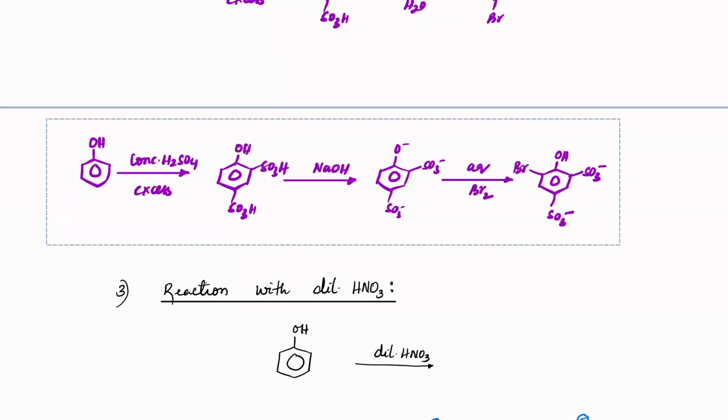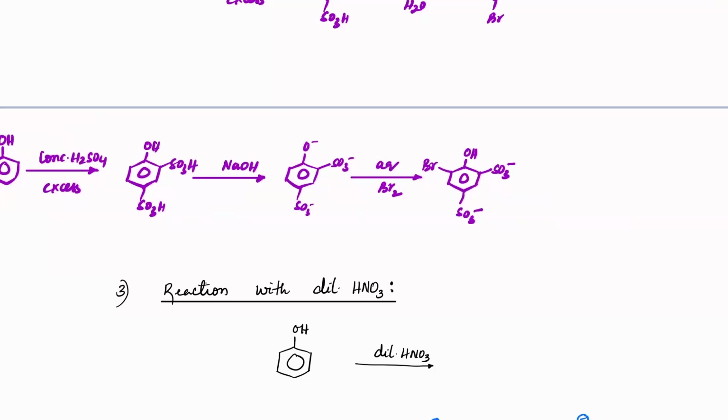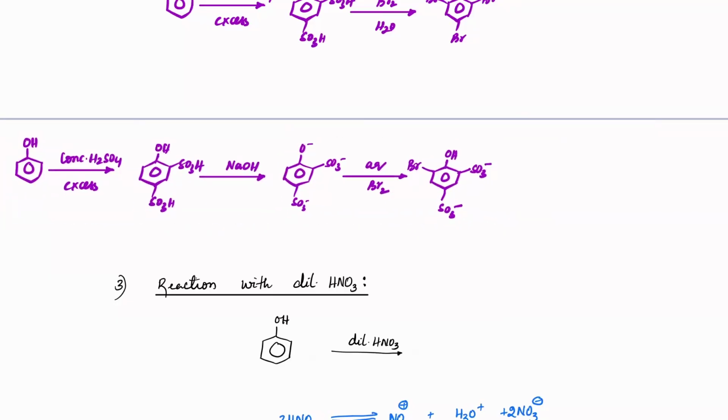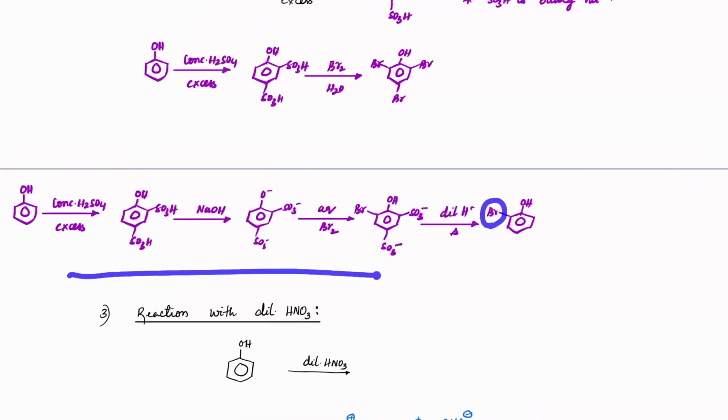Got it? So that's the importance: if you carry that out in basic medium, ipso substitution will not take place. Instead, you'll have this type of reaction happening. And now if you follow with dilute H plus and heat, then desulfonation will happen. So all of the sulfur will go and you'll get one Br only. If you want to get only one Br, that too at the ortho position, this is the best method.